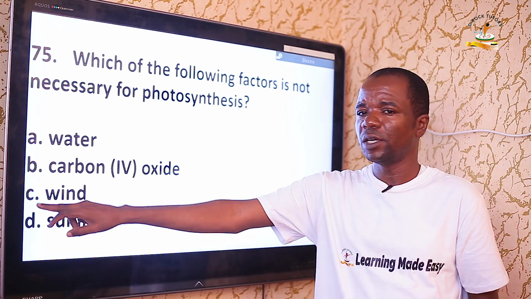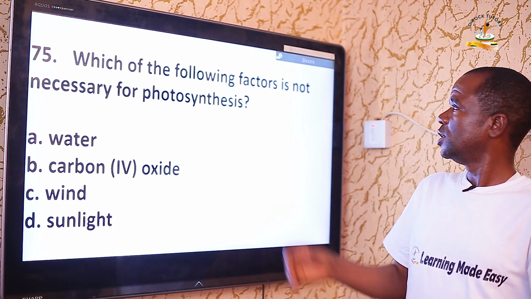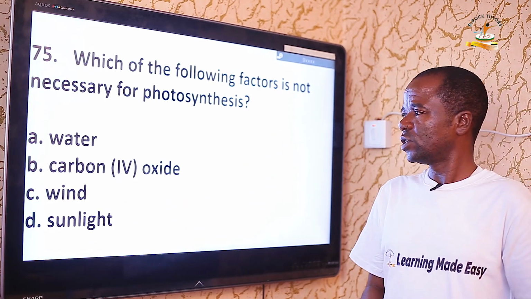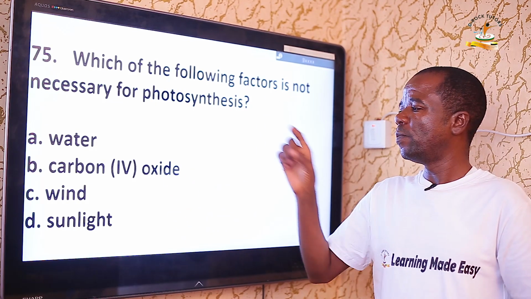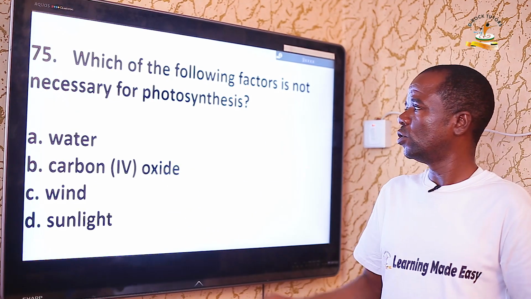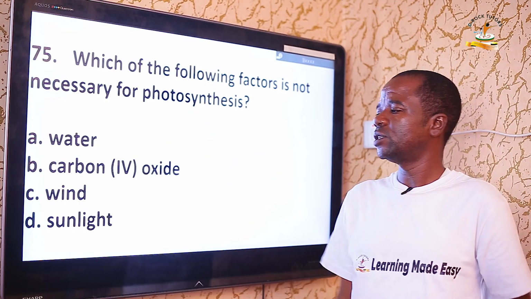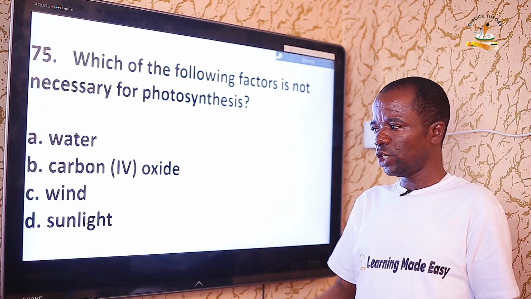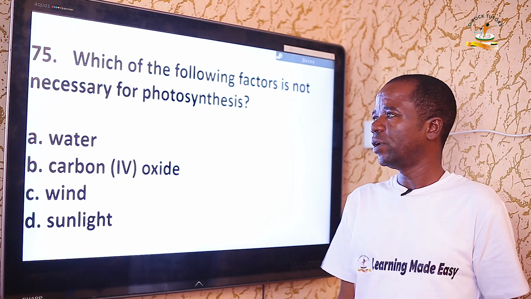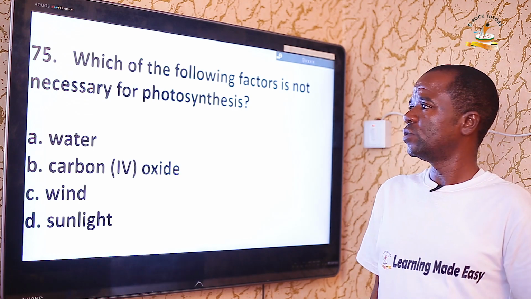So the correct answer here is option C. Wind is not necessary for photosynthesis. Don't forget that the major byproduct, the only byproduct of photosynthesis, is oxygen gas. That is why oxygen alongside the wind are unnecessary for photosynthesis.